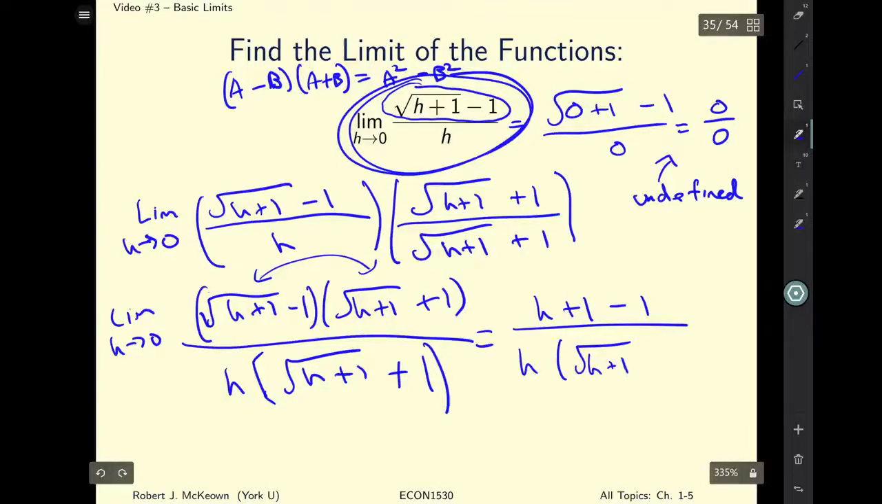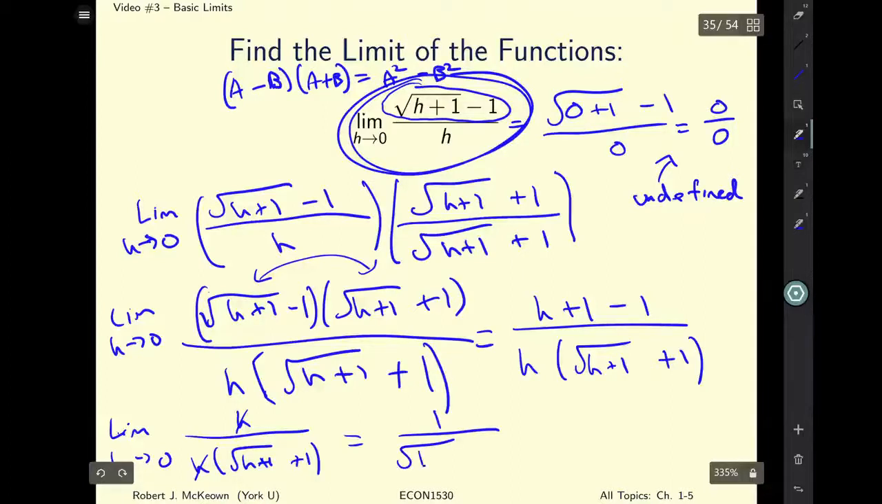I'm going to simplify this, so now I've got h over h times the square root of h plus 1, plus 1. Our h divided by h is just equal to 1, and so we get 1 over the square root of h plus 1, plus 1. Now if I take the limit as h approaches 0, I get 1 over the square root of 0 plus 1, plus 1, which is equal to 1 half.